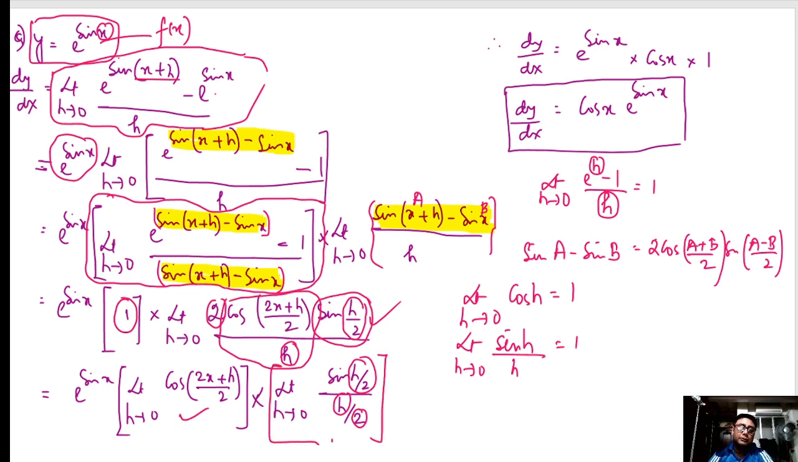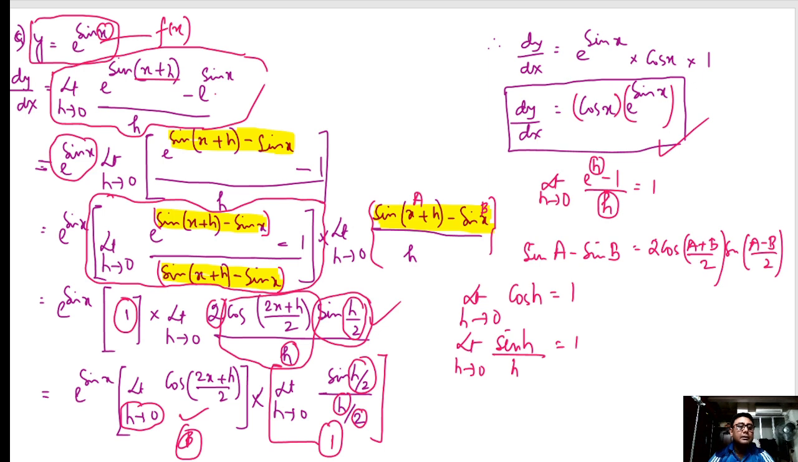So this becomes 1, this becomes 1, and this is e to the power sine x. Okay, so here, sorry, this does not become 1. So putting h tends to 0, this becomes cos 2x by 2, which is cos x. And then e to the power sine x. So this is the answer of this sum.